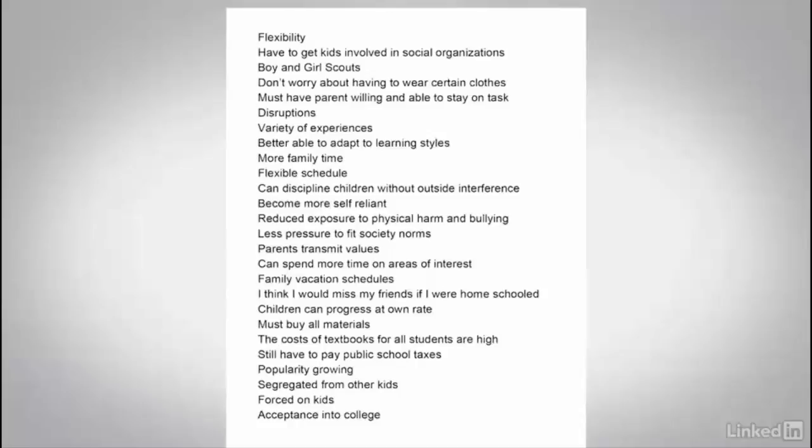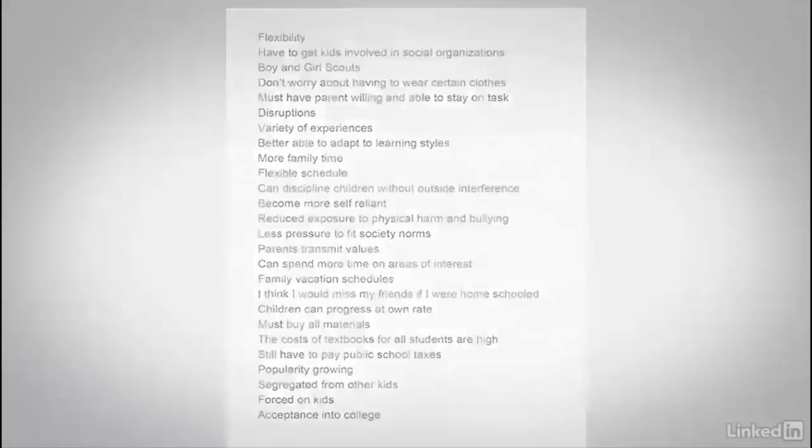Flexibility. Don't worry about having to wear certain clothes. Disruptions. Flexible schedule. Children can progress at own rate. Segregated from other kids. This is only the start of brainstorming. But when you can't think of anything else to add to your list, then look at the items and see if any big ideas emerge.